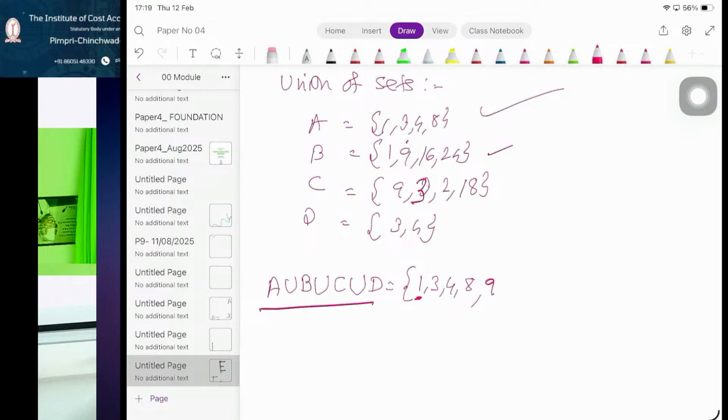A union B union C union D is 1, 3, 4, 8, 9, and then 16, then 24, 9 is repeated, 3 second, 2, then 18, 3 already. This is called A union B union C union D.